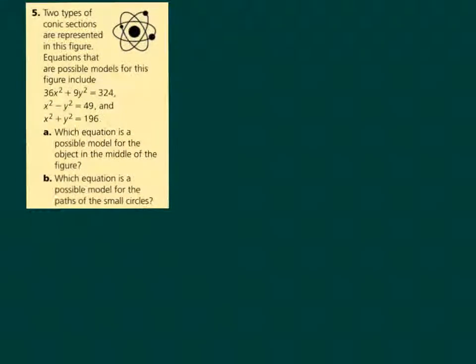So, two types of conic sections are represented in this figure. Equations that are possible models for this figure include those three equations. So looking at the figure, what two types of conic sections are represented? We have a circle, several of them. Okay, the black dots, those are circles. And then we have the things around them, those are ellipses. So, circles, ellipses. Which equation is a possible model for the object in the middle of the figure?